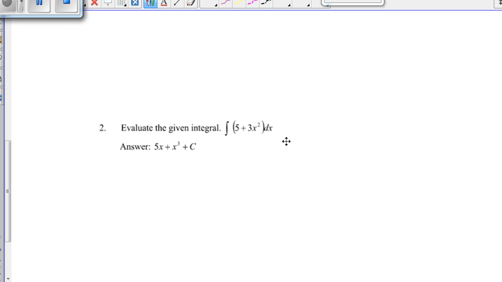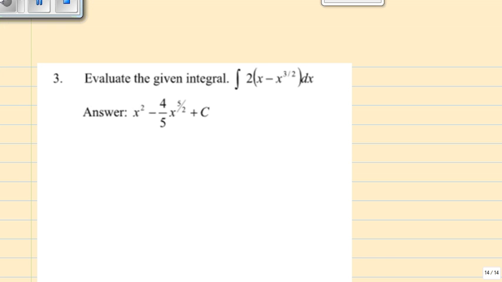So this one is identical again. We have the same thing as before, direct integration, so it will be 5x plus 3x cubed over 3, so we don't have to do this one.